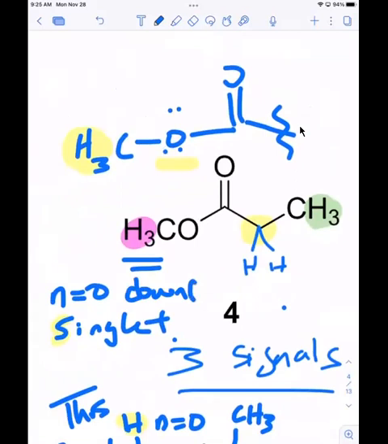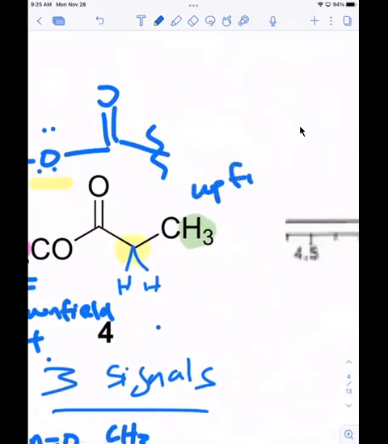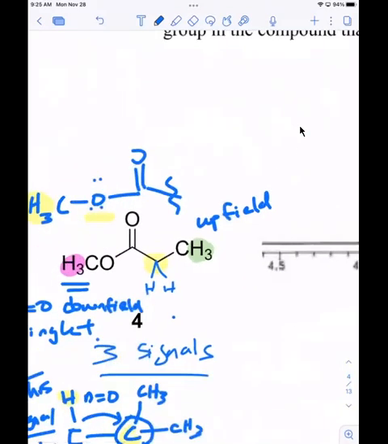Okay, I think I got it. So for the methyl group, if you were to count the methyl group neighbors, would it have those 2 hydrogens, or would it just be 1?